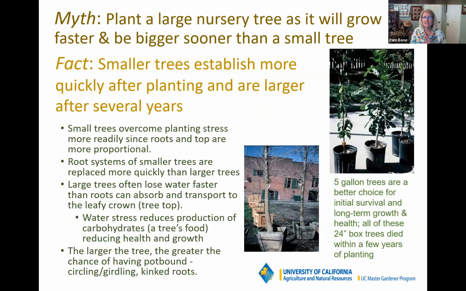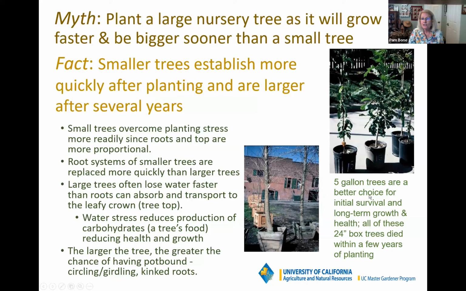Okay, so we're going to look at myths and facts, what people think about trees and what's going on. A myth: you want to plant a big, large nursery tree because it's going to be bigger and grow faster than a small tree. And that is just not true. The fact is that small trees establish more quickly after planting. The reason is that this small tree has a root to shoot ratio that's more in line with one another. It's more proportional, so that you don't have this enormous tree right here with this little itty bitty root system trying to take up all that water in the heat of the summer.